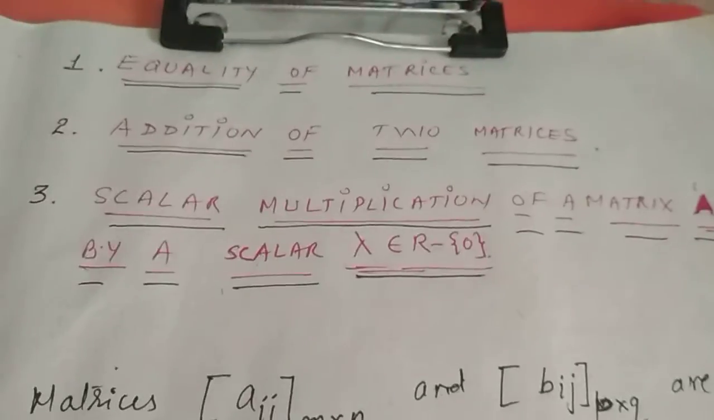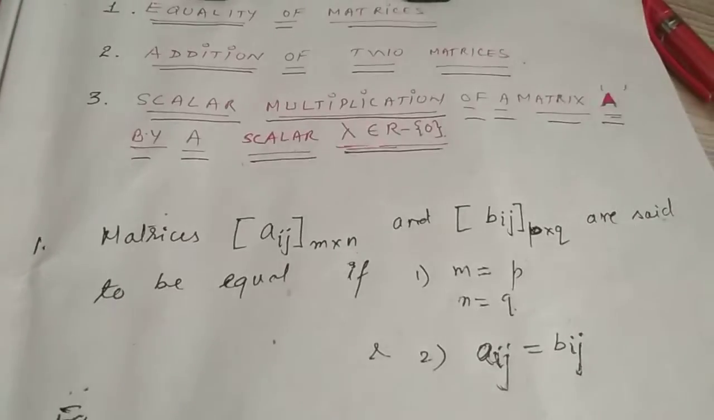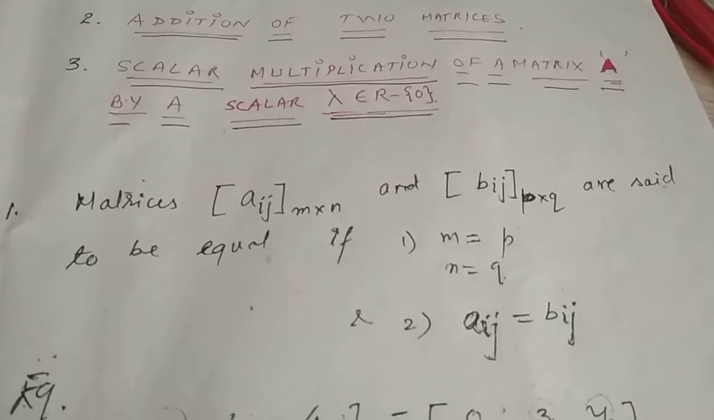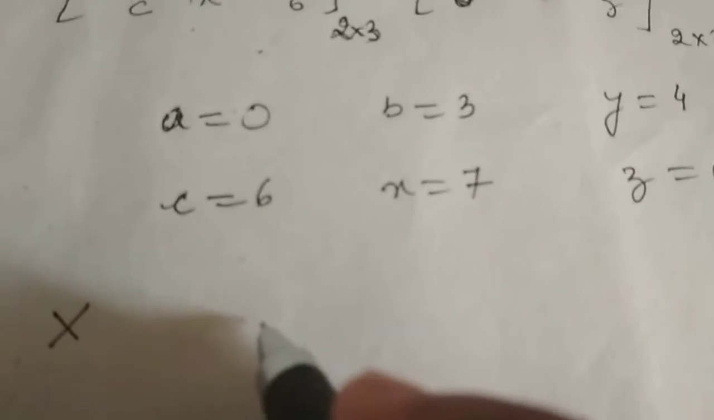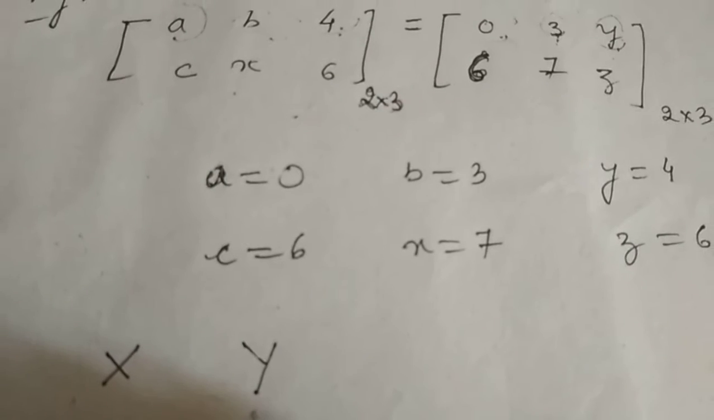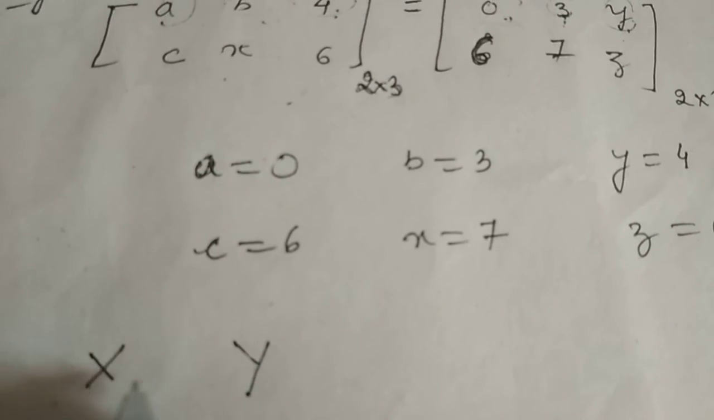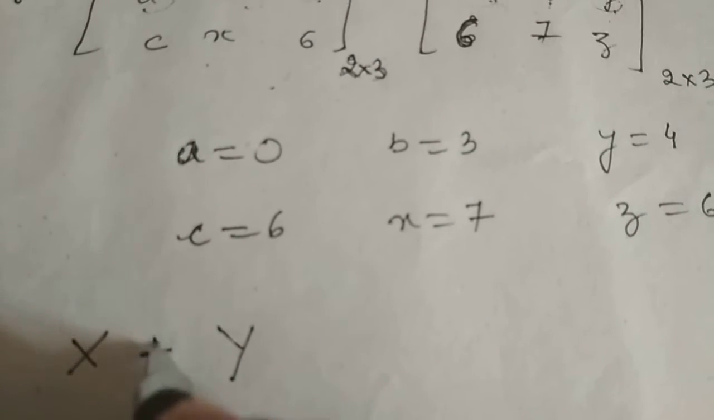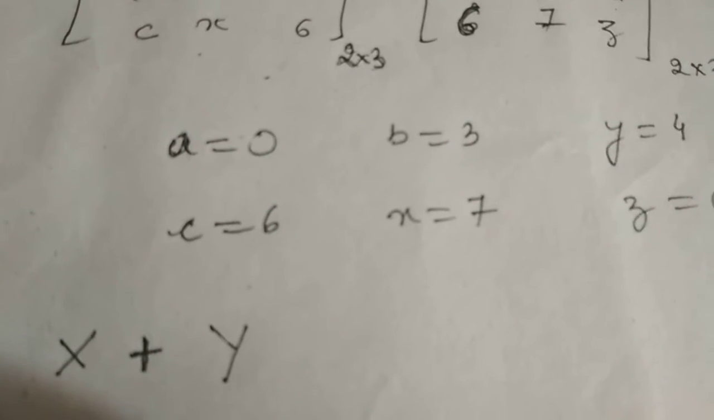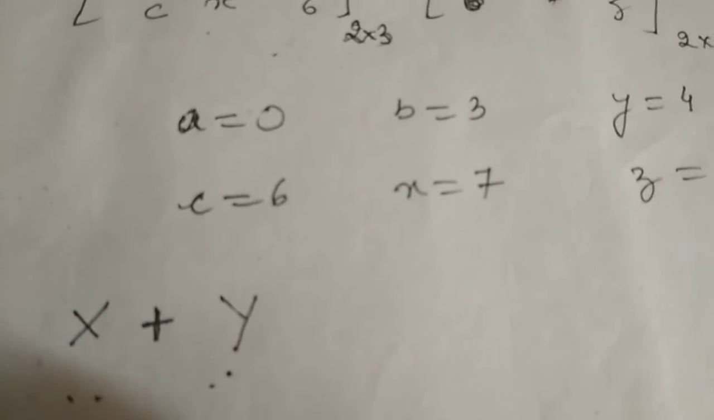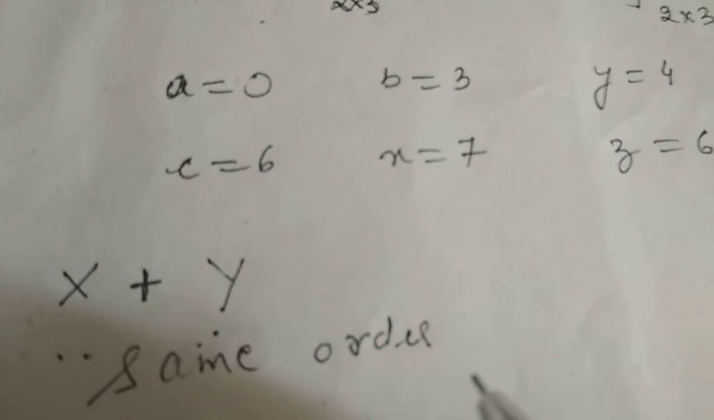Let us concentrate on the second topic. It is addition of two matrices. Students, two matrices can be added or subtracted. Suppose we denote the first matrix as capital X and the second matrix as capital Y. If I want to add these two matrices, then I'll have to put a plus sign in between them. What is the condition? Both the matrices should have the same order. Then only can they be added. The corresponding elements can be added.